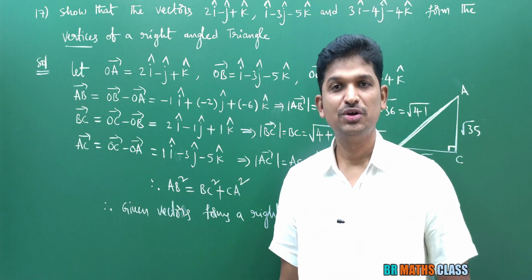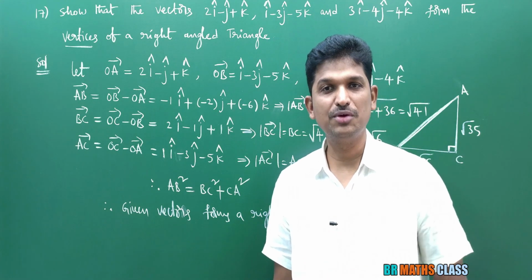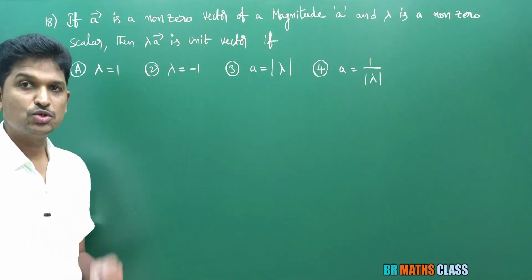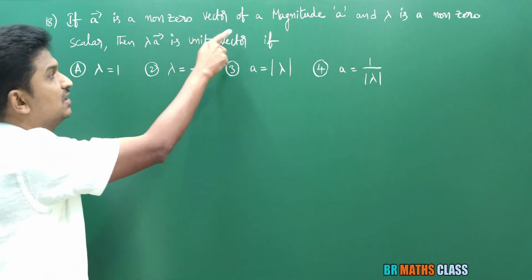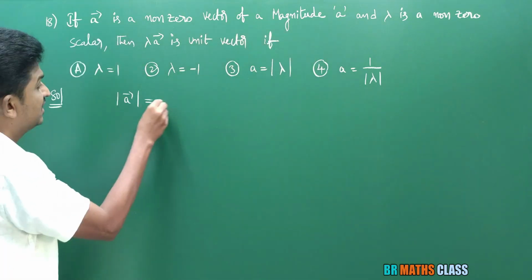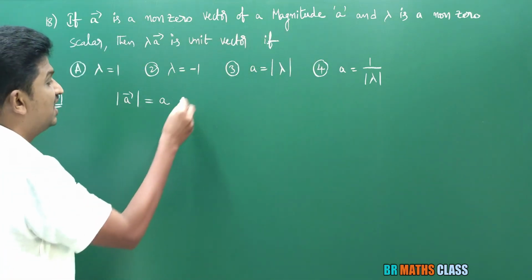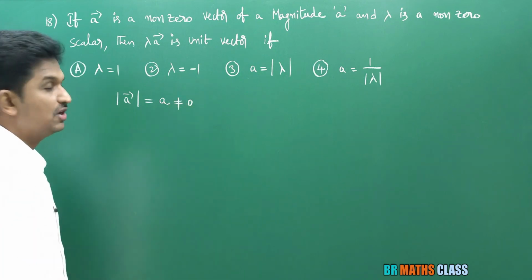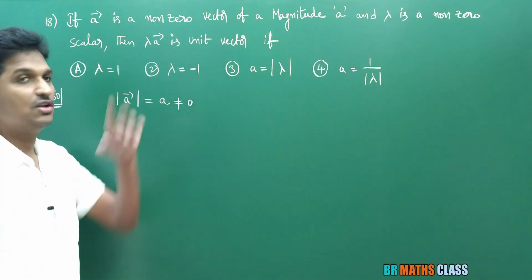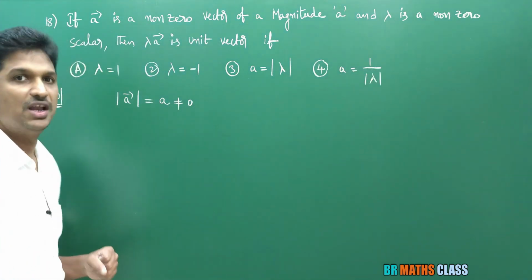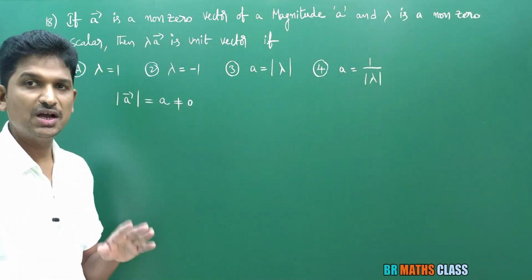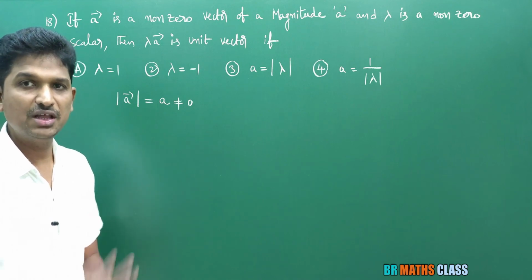Now we'll move to next problem, that is the last problem of this exercise. Please observe the last question of this exercise. What they are saying: A bar is a non-zero vector of magnitude A. That means magnitude of A bar is A, and A is not equal to 0 because it is a non-zero vector. And lambda is a non-zero scalar. Lambda is any number other than 0. That is what they have given in the question.